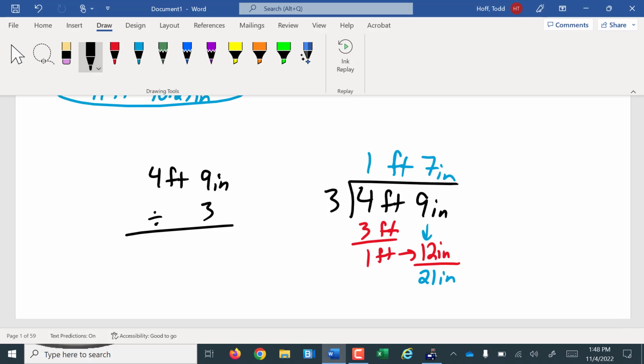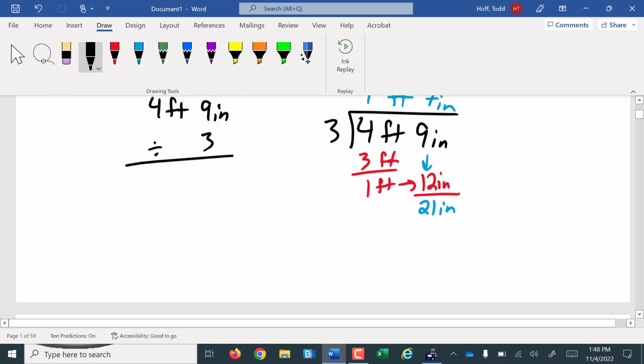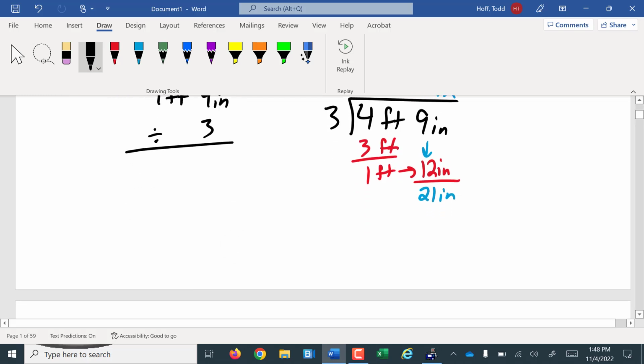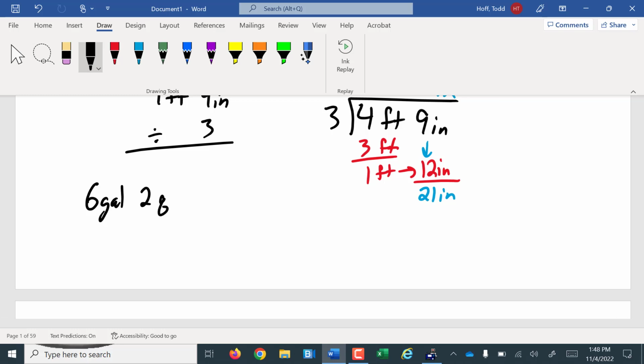This next one I'm going to give you, it's going to be on the quiz, not test, because we haven't covered gallons yet. 6 gallons and 2 quarts times 5.